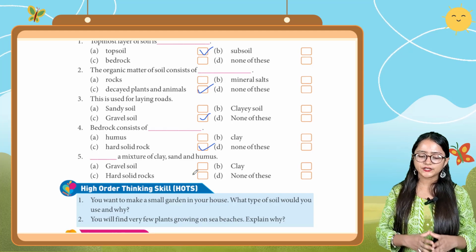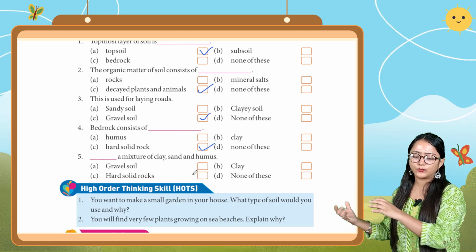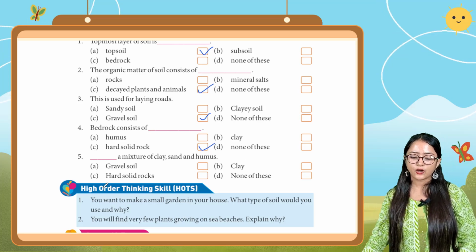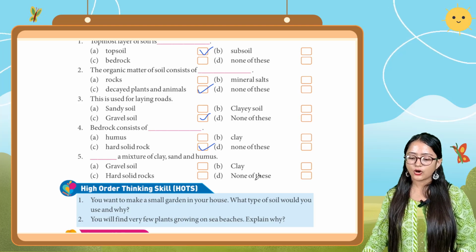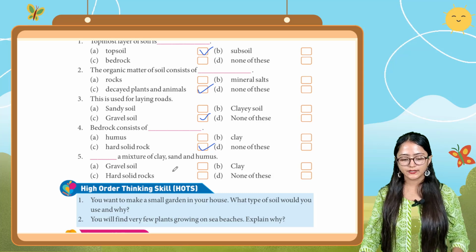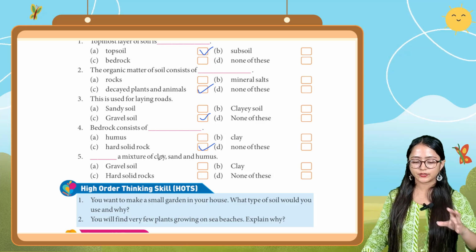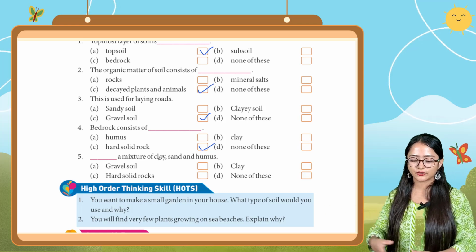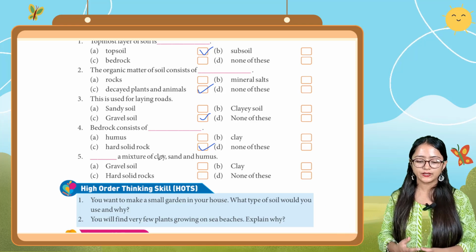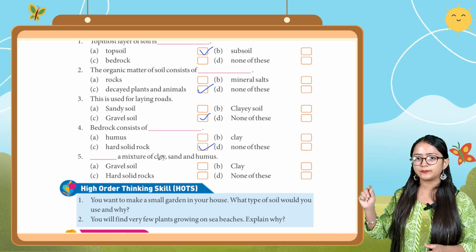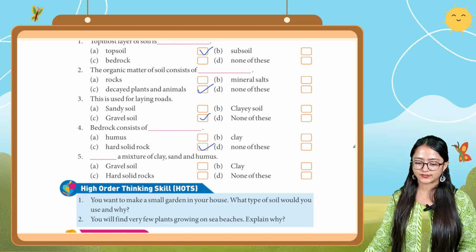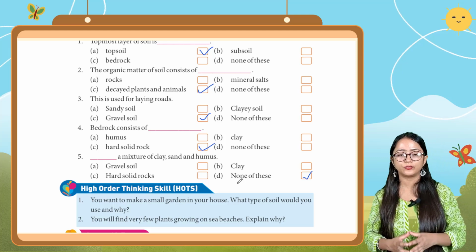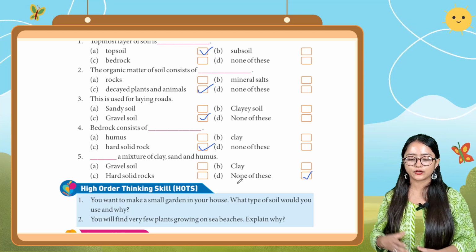Next one, dash is a mixture of clay, sand and humus. Is it gravel soil? Is it clay? Or is it hard solid rocks? Or is it none of these? So basically, gravel soil is not at all the mixture, because it is used for laying roads, and clay itself is not a mixture of its own, like clay, sand and humus one, and hard solid rocks is actually bedrock. So that means the answer is none of these.